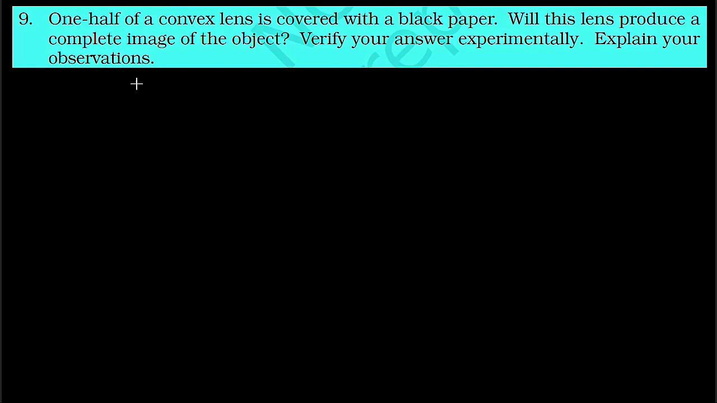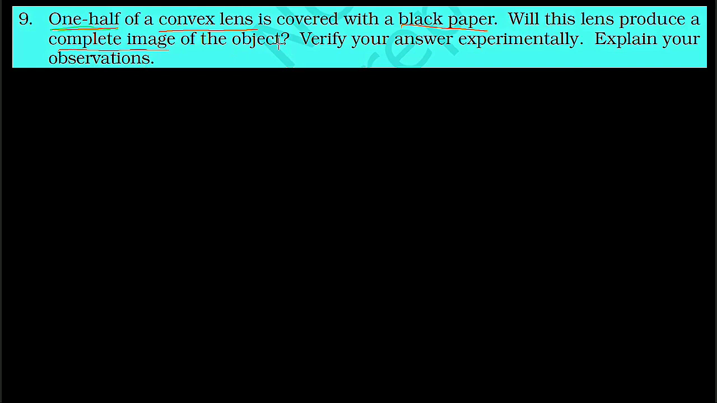That is the important thing, given that 1/2. So 1/2 of a convex lens is given. One more important thing is that the convex lens is covered with black paper. Will this lens produce a complete image? That means we need a complete image of the object with this condition, that is, half the part of the lens is black colored.